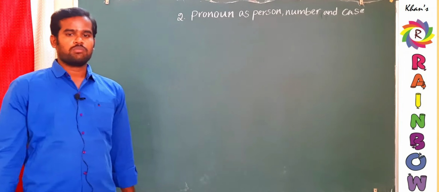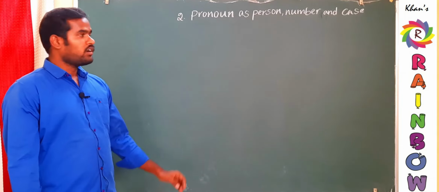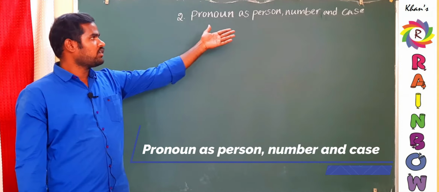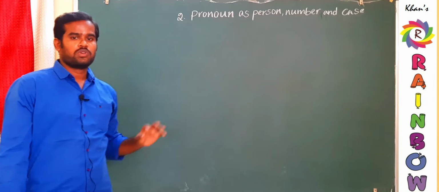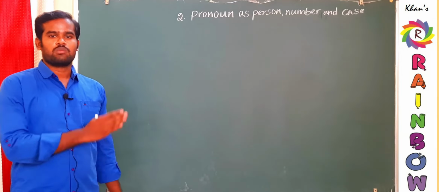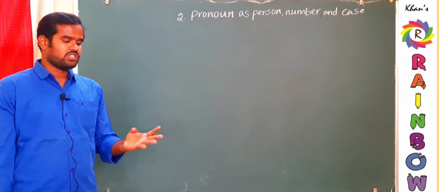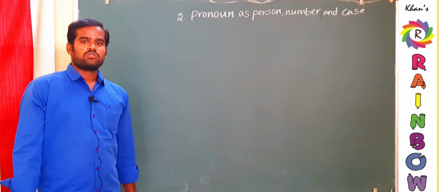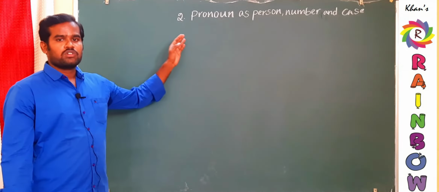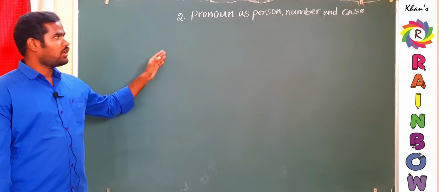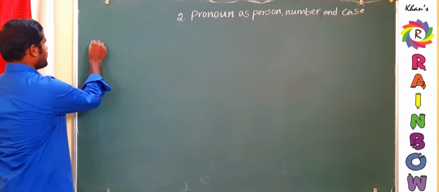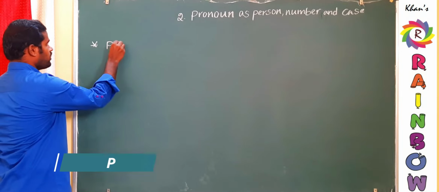So these are the two simple definitions that we have seen yesterday, and today we are going to look in detail about pronoun as person, number and case, especially about personal pronouns. Yesterday I told that pronouns can be classified into many types, like personal pronouns, interrogative pronouns, demonstrative pronouns or reflexive pronouns. In the same way, we are going to discuss in detail today about personal pronouns as person, number and case. Let us once again write the definition of pronoun.